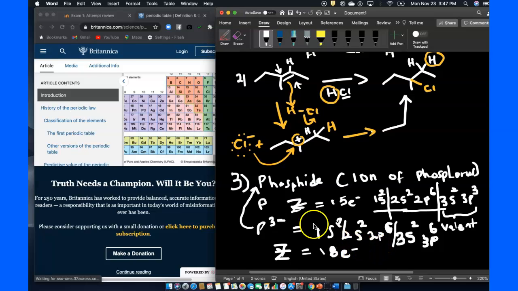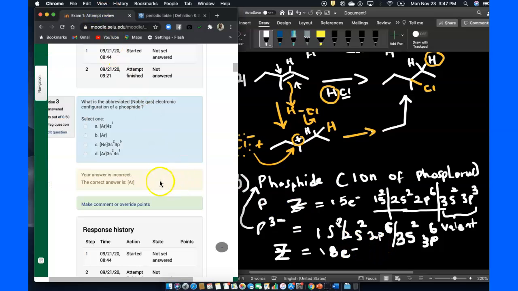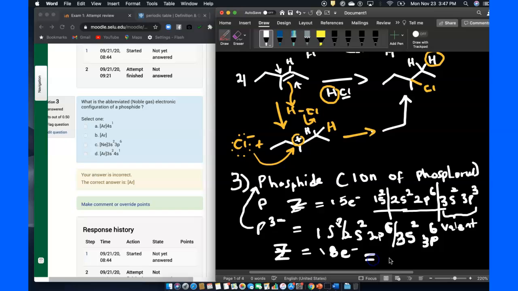Go back to the question. It says, what is the abbreviated noble gas electron configuration? This is actually the same electrons found in argon. So that will be the answer. That's the noble gas electronic configuration. Well, this is a complete electronic configuration, so we are looking for the noble gas one. Okay, that's the noble gas electronic configuration. The answer is B.